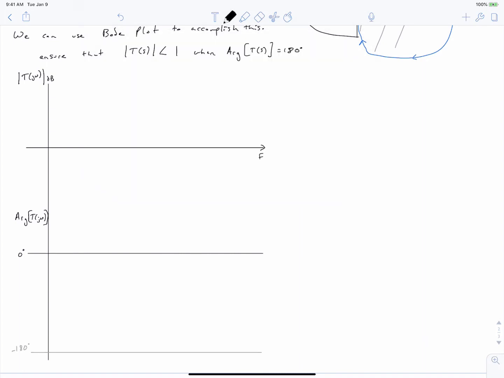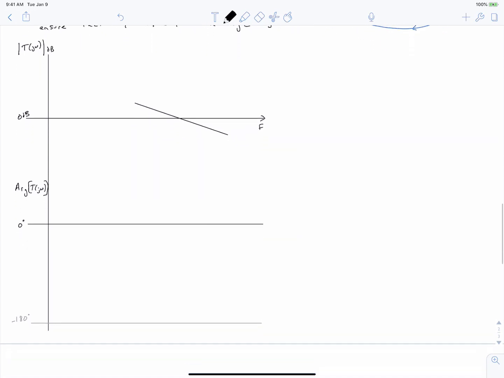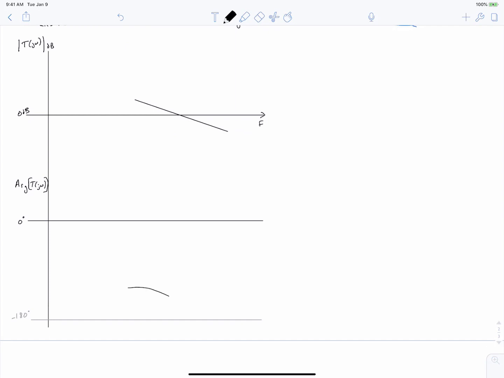So we previously talked about how any physical system is going to have T of j omega decaying as omega goes to infinity. So as omega goes to infinity, the magnitude of T of j omega is going to decay to 0. And so we know that at a certain point, our Bode plot is going to be crossing 0 dB. And the region that we're concerned about for stability is when we have our phase angle crossing negative 180 degrees. So I'm not too concerned about what's going on up here, down here, or down here. I'm concerned about what happens when the magnitude of T is equal to 0 decibels, and when my phase angle is equal to negative 180 degrees.